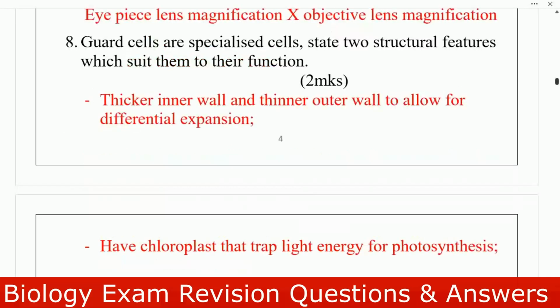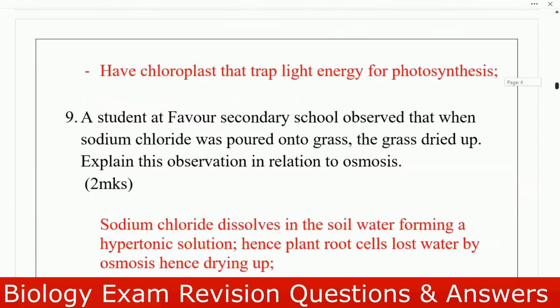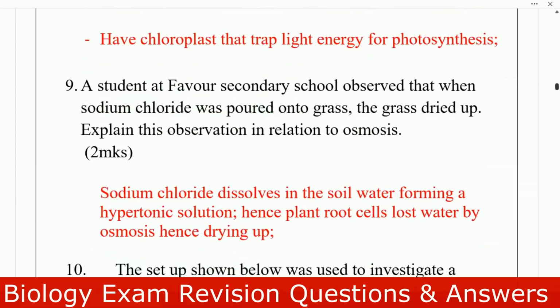Question number 8. Gut cells are specialized cells. State 2 structural features which suit them to their function. That one is thicker inner wall and thinner outer wall to allow for differential expansion. Next, they have chloroplasts that trap light energy for photosynthesis.